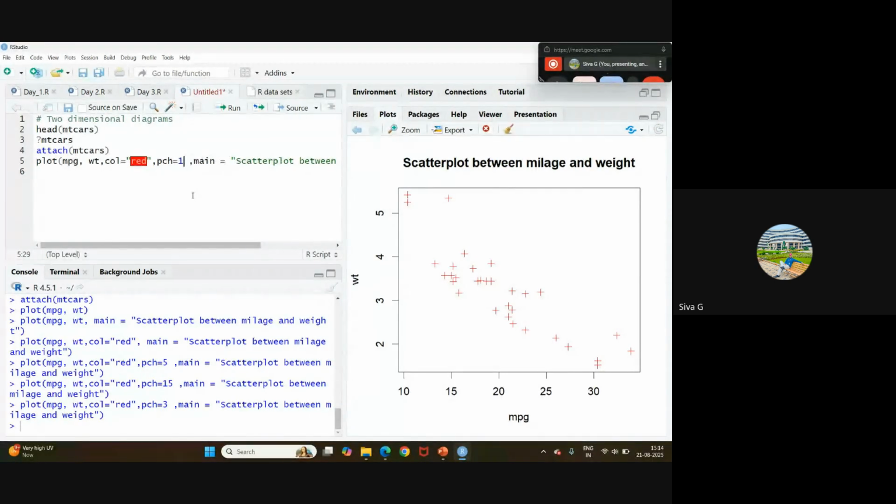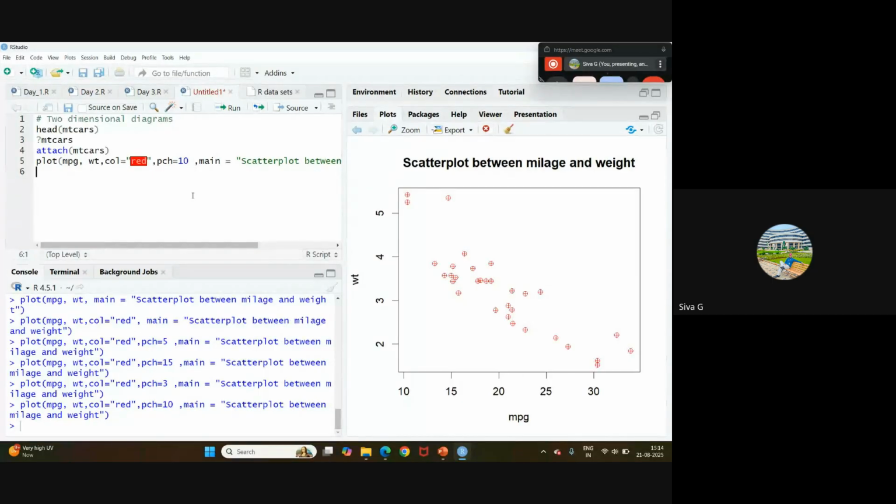Randomly, I will give 10. I see this is okay. Otherwise we'll go with another, 15 is fine. No, let us take 13. I will give some time.